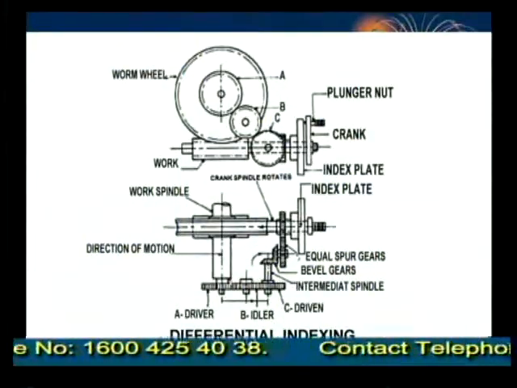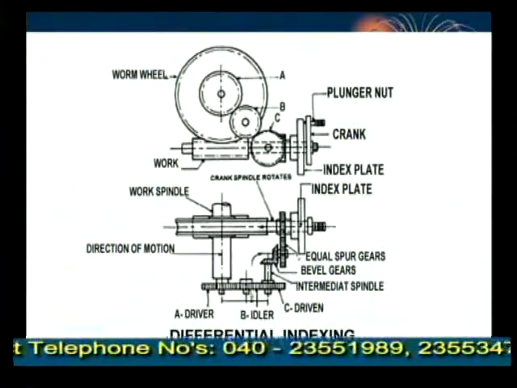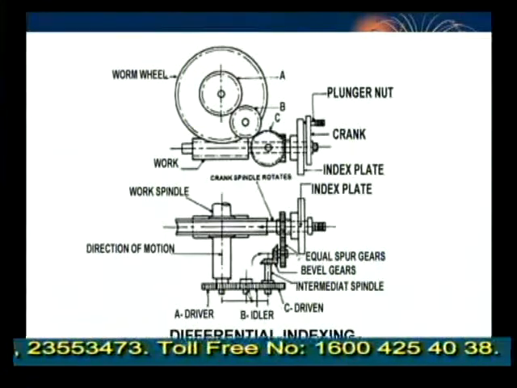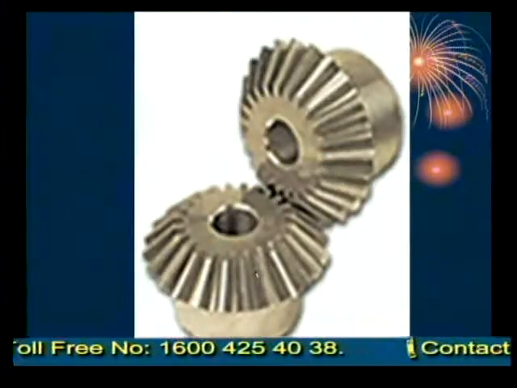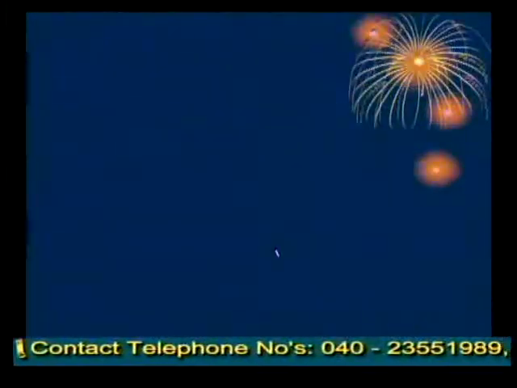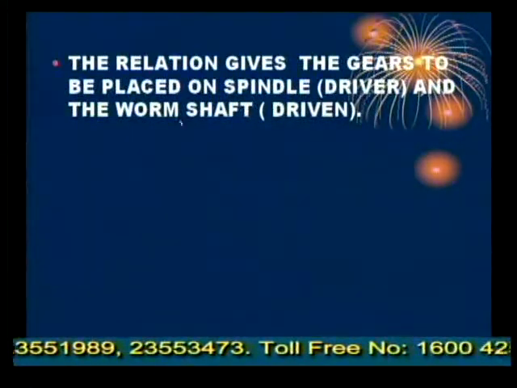what the number of teeth on the driver side is, and what the number of teeth on the driven side is. Small n minus capital N into 40 by n will give you the driver to driven ratio, and with the available set of gears we have to choose the number of teeth. This is a figure showing a set of mitre gears. The relation gives the gears to be placed on the spindle and the worm shaft.